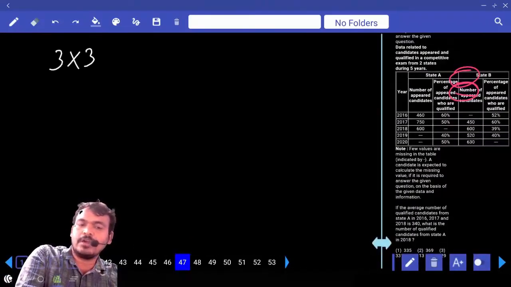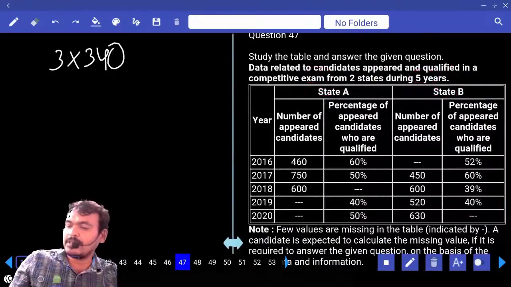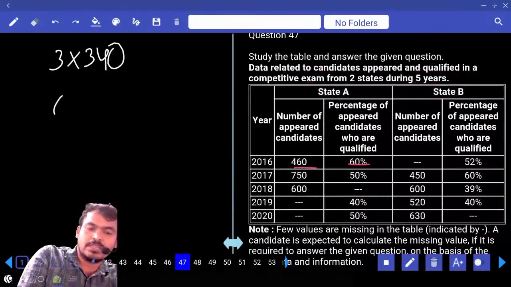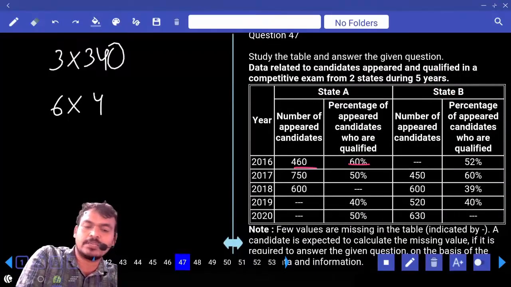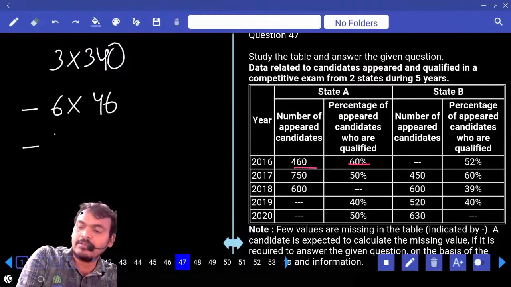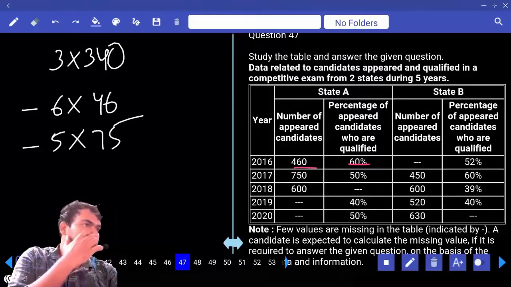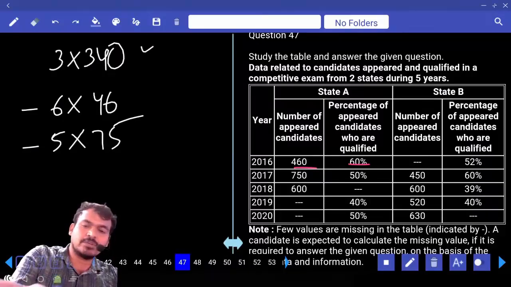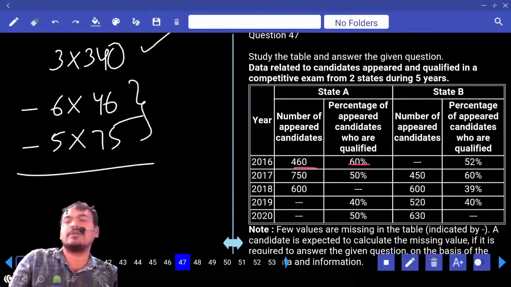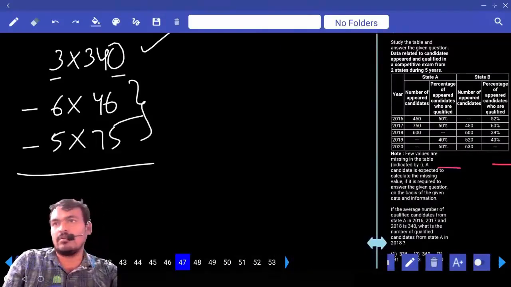3 into 340, or not, once? Next, another one. 60% of which one? 460. Then I return 6 into 46, or not? 6 into 46. Another one. 5 into which one? 75, or not? Okay. Out of first value, remaining 2 are subtracting or adding? Subtracting. 3 into 0 means we are getting 0, or not?